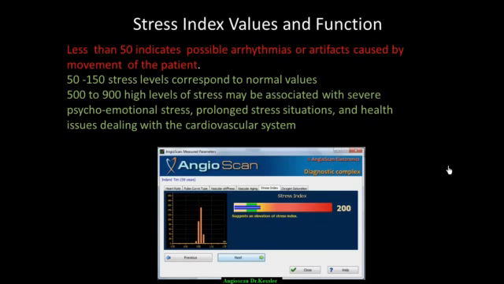Here are the stress index values, and let me go over those with you. Less than 50 indicates possible arrhythmias or artifacts caused by movement of the patient. 50 to 150 on the stress index corresponds to normal values. 500 to 900 are high levels of stress that may be associated with severe psycho-emotional stress, prolonged stress situations, and health issues dealing with the cardiovascular system. Okay?